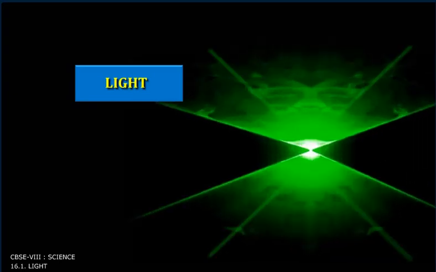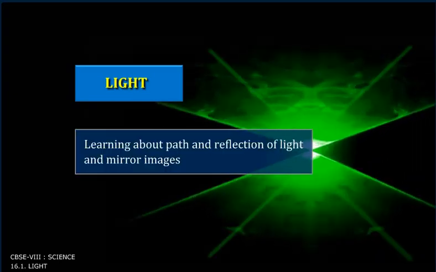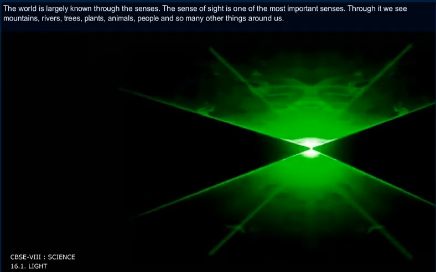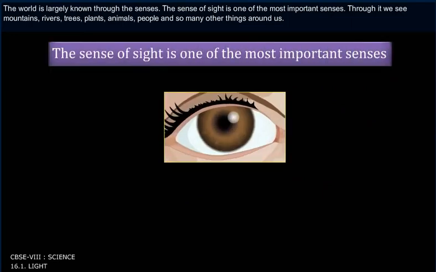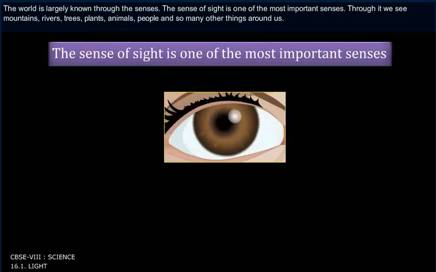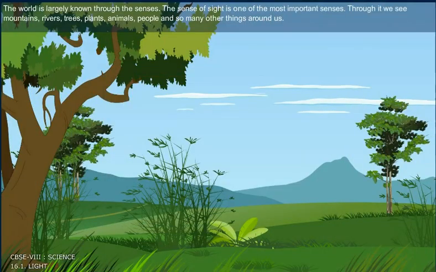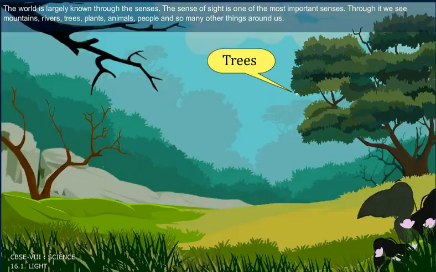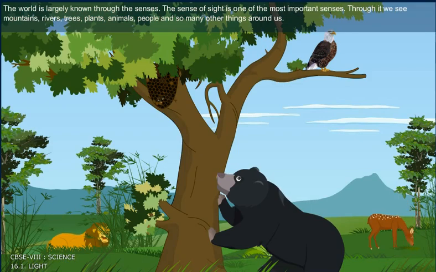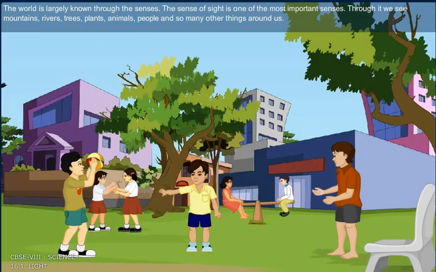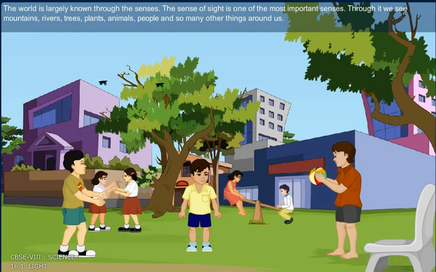Light. Learning about path and reflection of light and mirror images. The world is largely known through the senses. The sense of sight is one of the most important senses. Through it, we see mountains, rivers, trees, plants, animals, people, and so many other things around us.